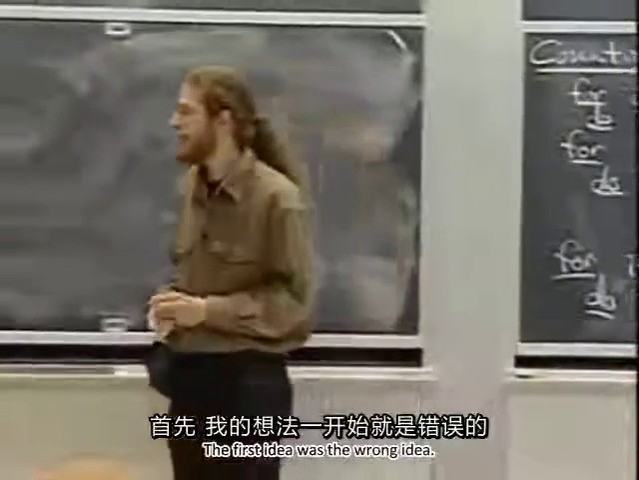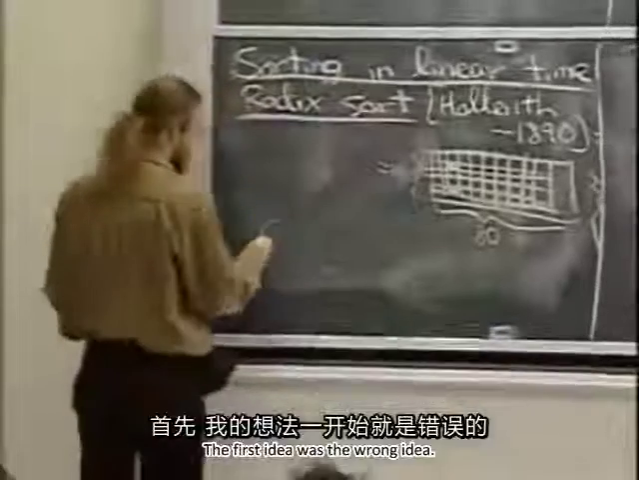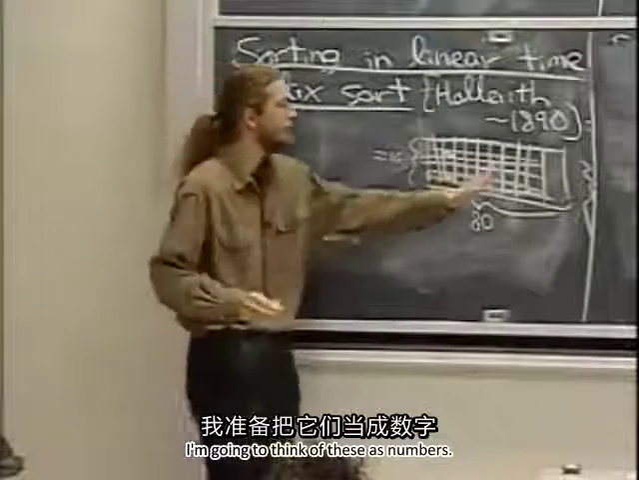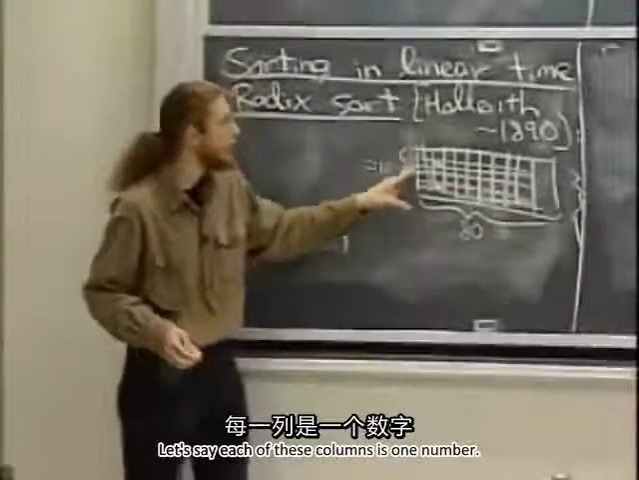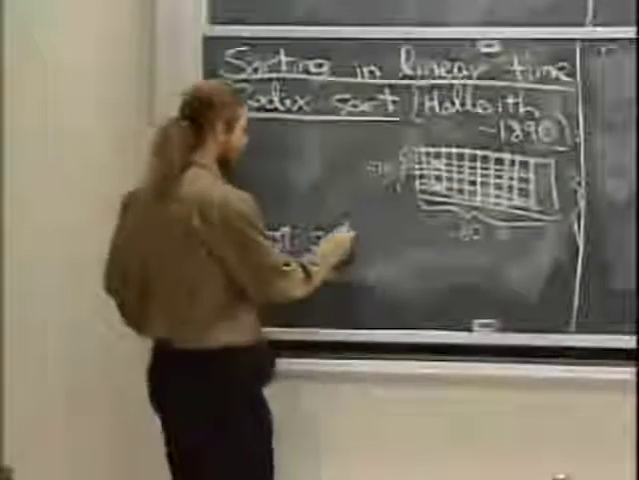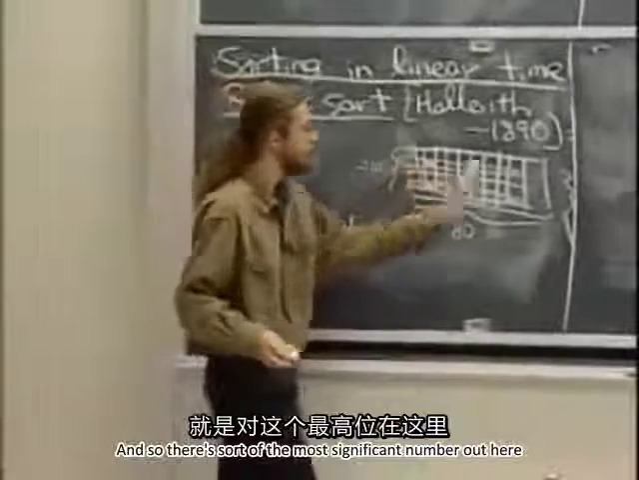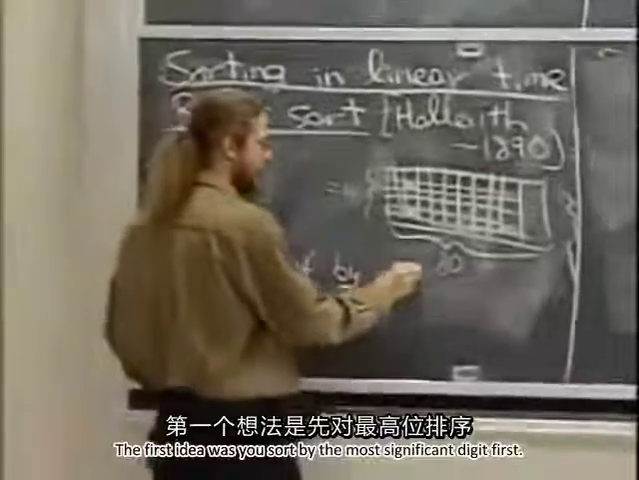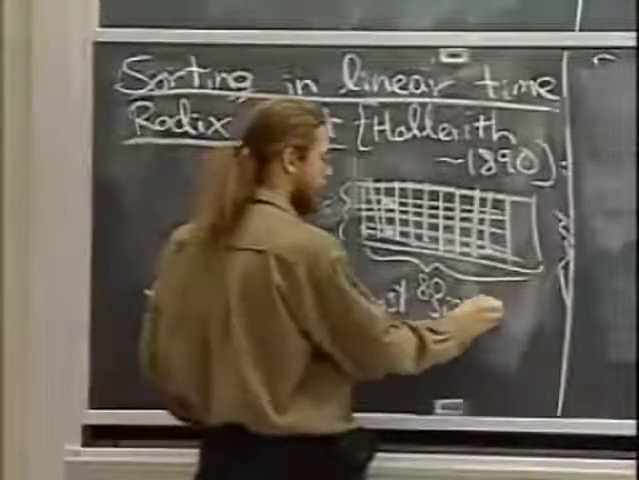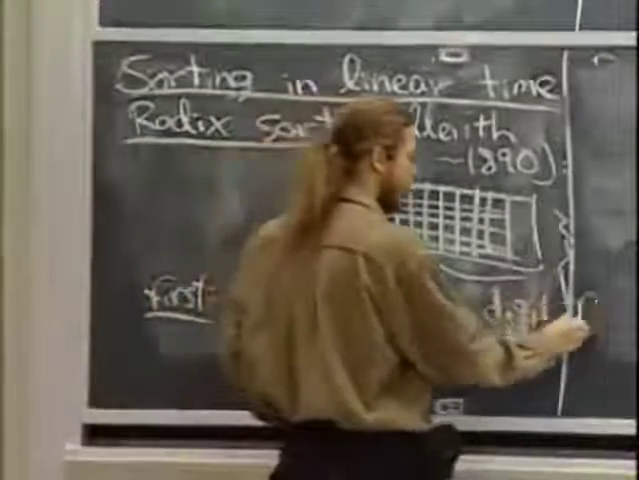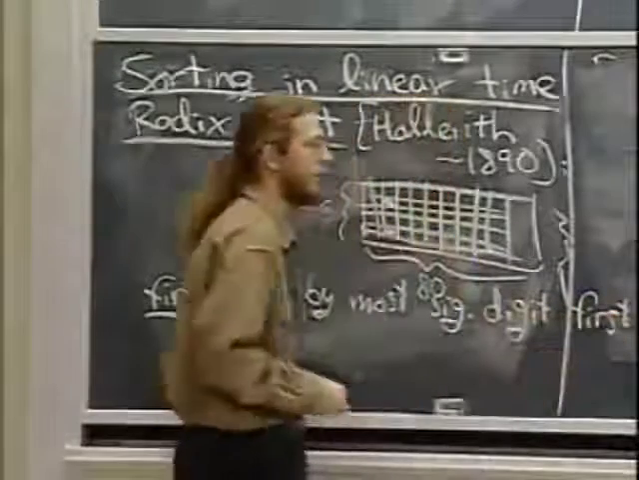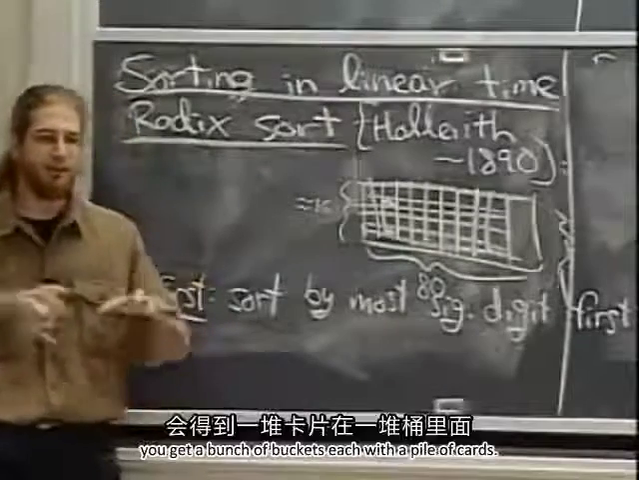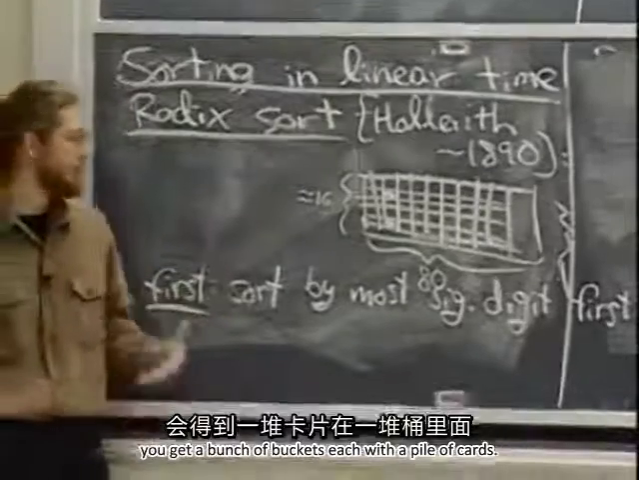And the first idea, which is the wrong idea, the first thing that he did, was to think, well, let's sort. I'm going to think of these as numbers. Let's say each of these columns is one number. There's sort of the most significant number out here, and the least significant number out here. The first idea was you sort by the most significant digit first. That's not such a great algorithm, because if you sort by the most significant digit, you get a bunch of buckets, each with a pile of cards.